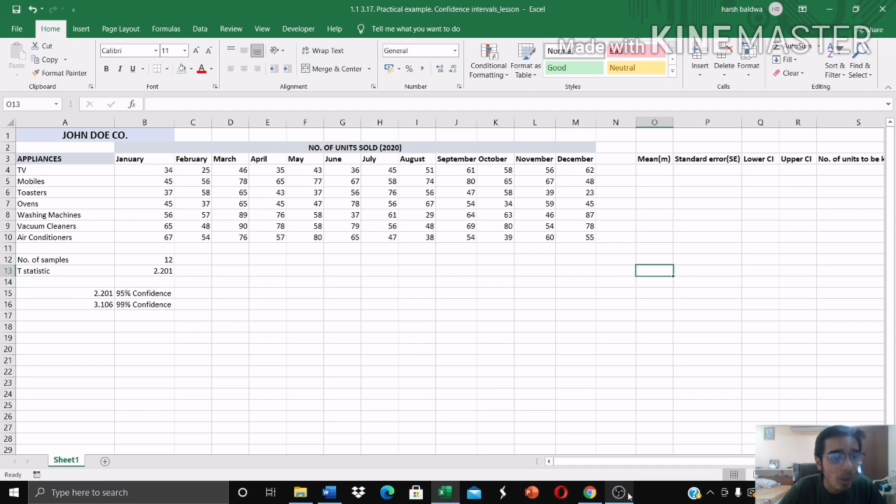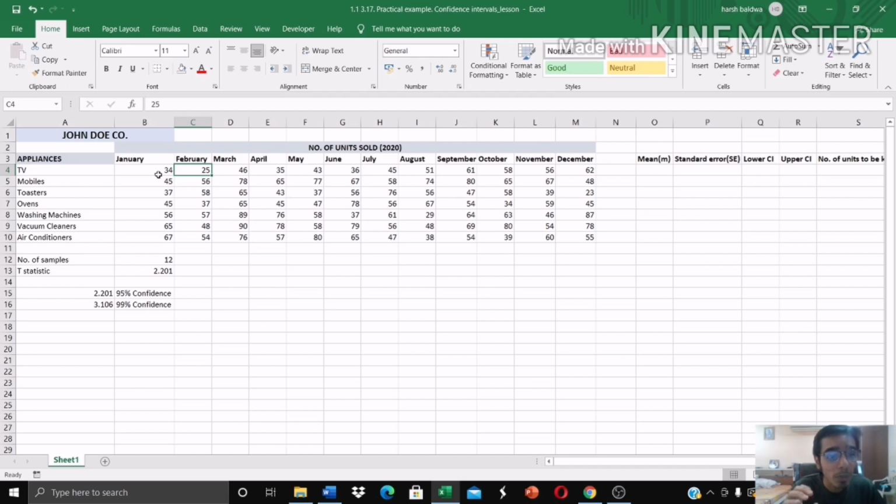So here we have this company called John Doe, which is in the business of selling appliances. The data here is for the year 2020, the number of units sold for each of the months from January to December. So 34 implies that the number of TVs sold in the month of January was 34. And in the month of February, 25, and so on.